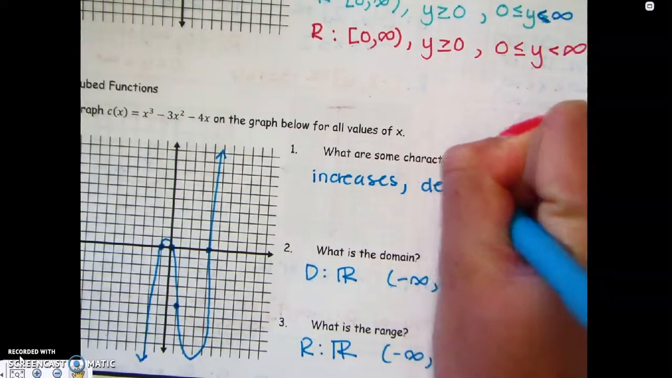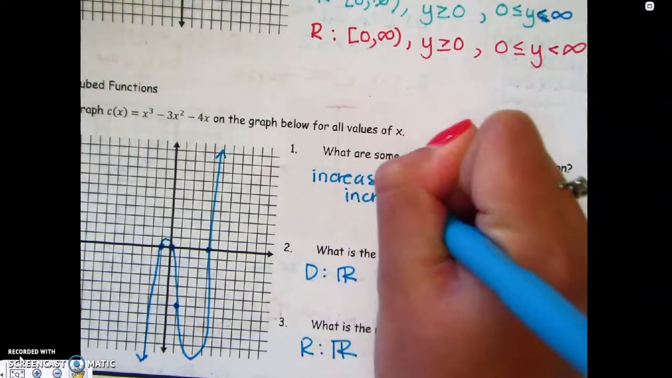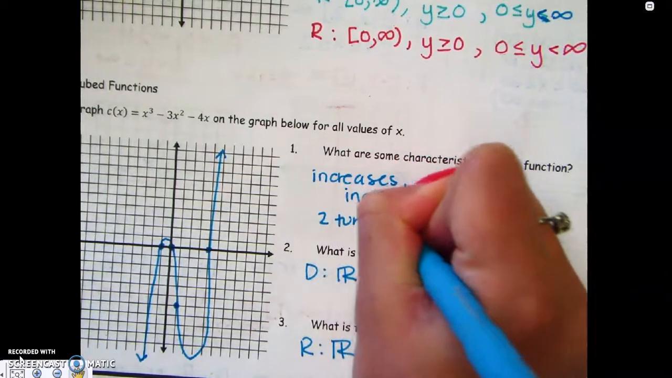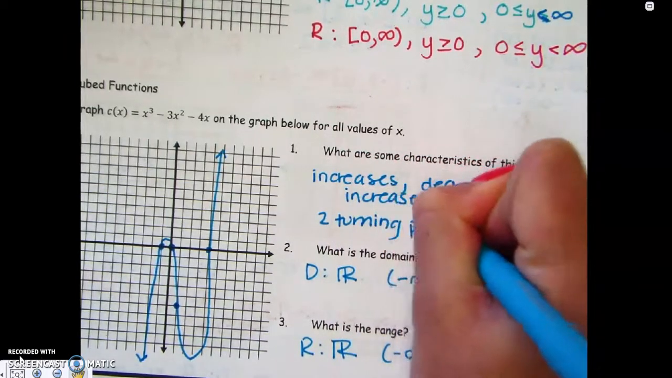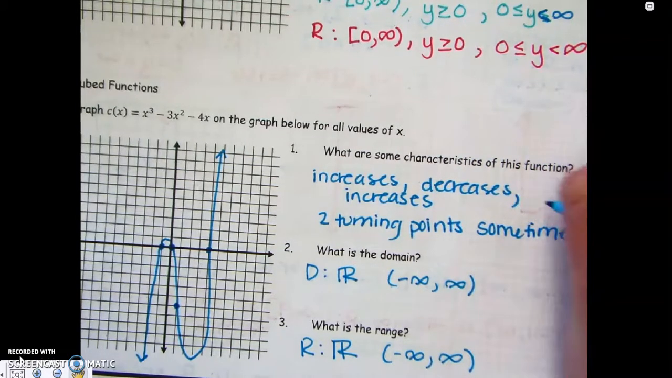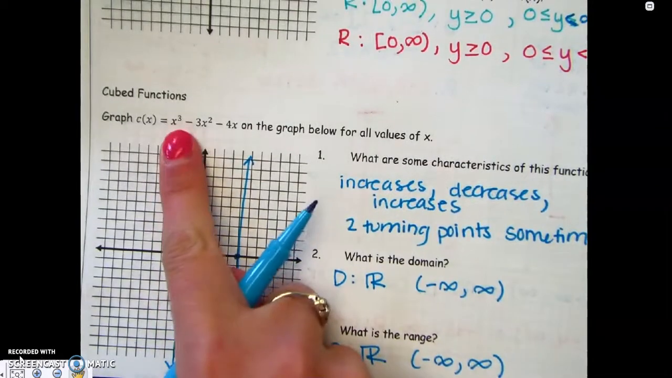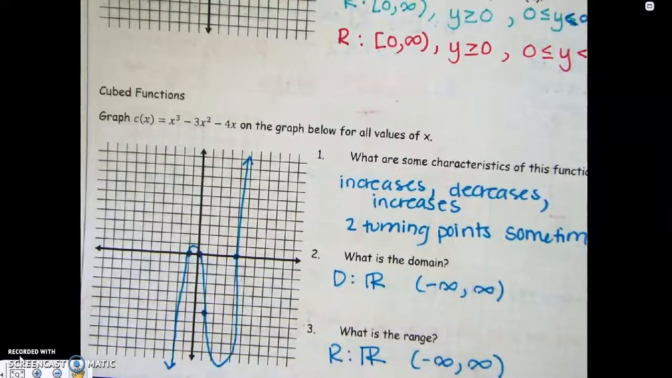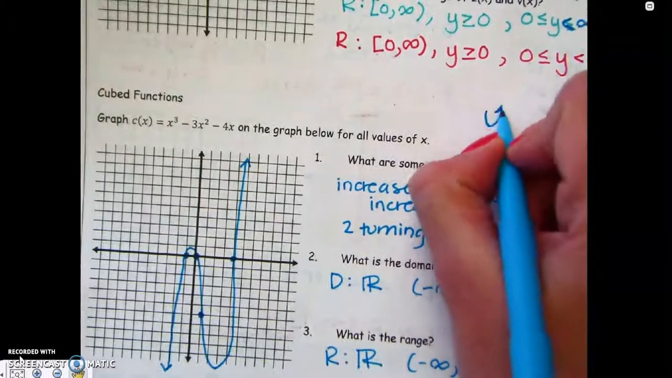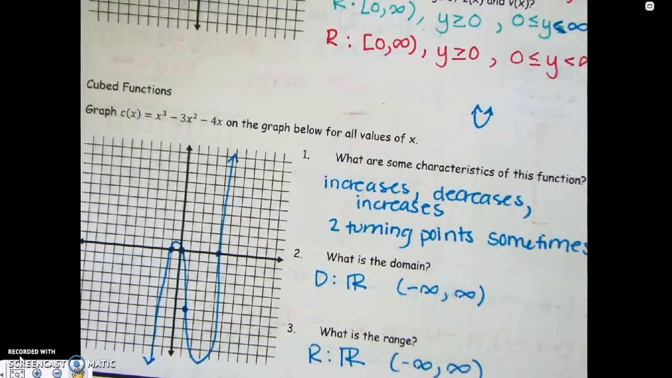And so characteristics of this function: it kind of increases, decreases, and then increases again. So it has 2 turning points most of the time, sometimes. And then those are just some characteristics about it. Anything that has a greater exponent than 2 can cross the x-axis that many times. So quadratics, remember the U shape, would only cross at the most twice. These can cross as many times as your largest exponent.